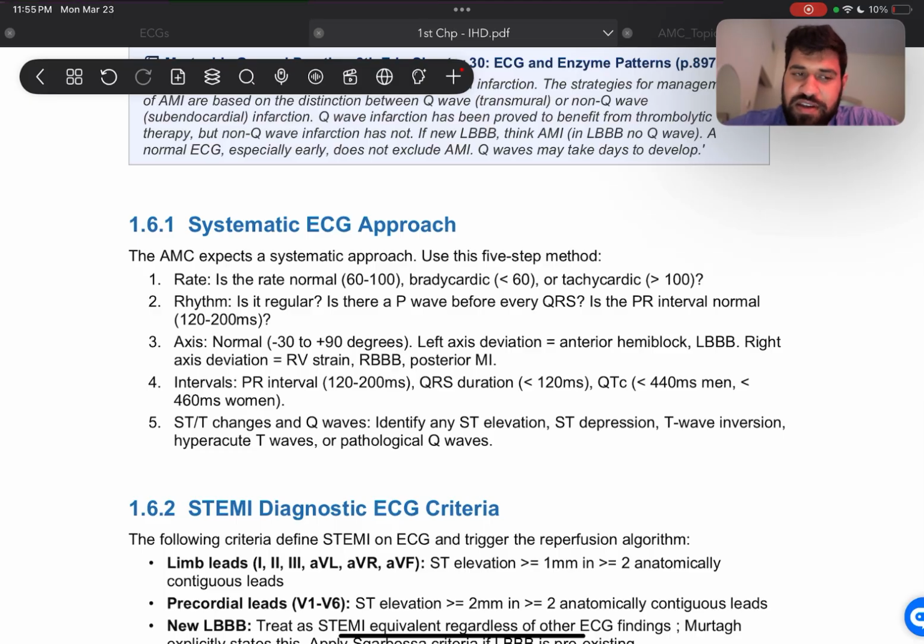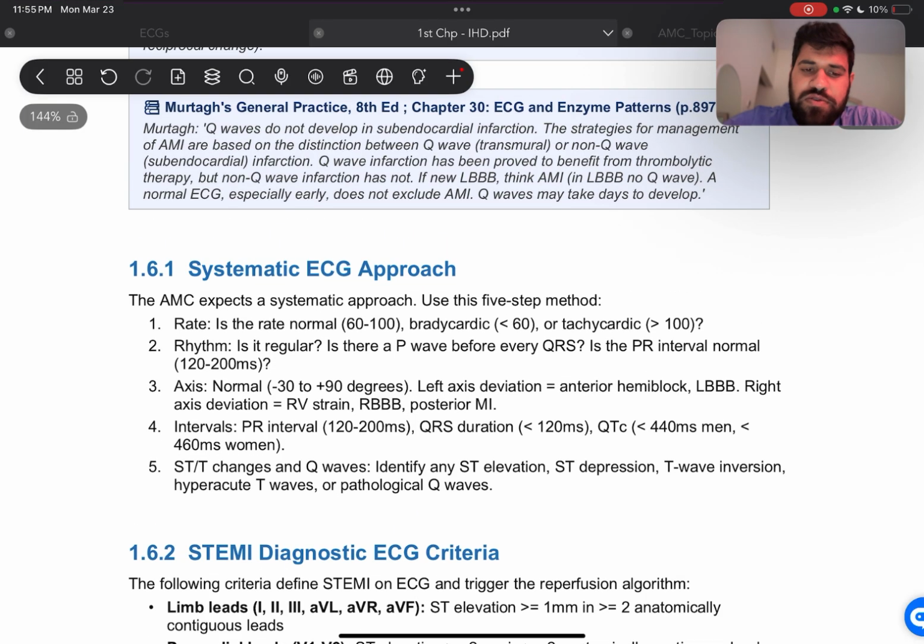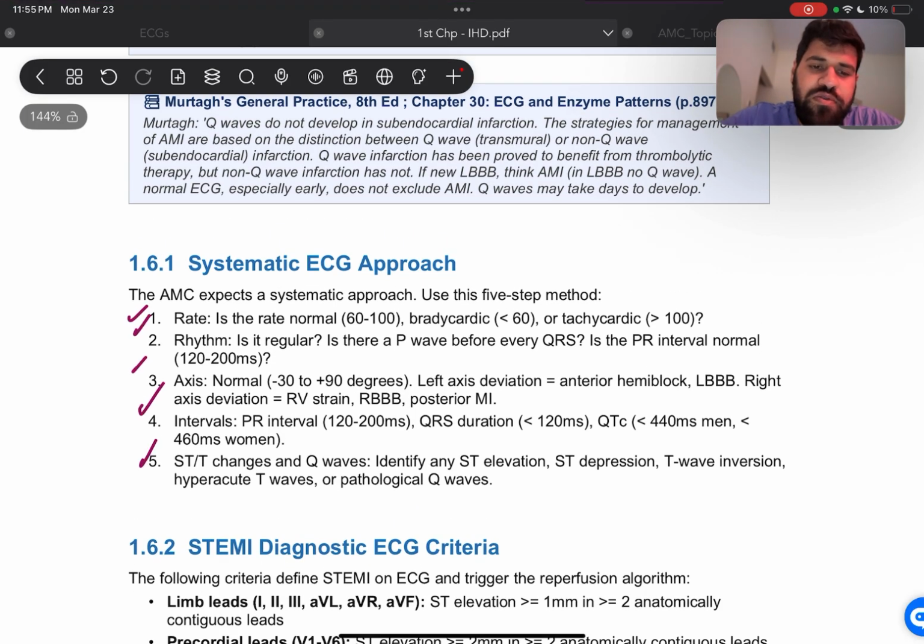I'll not be teaching every single thing, like what is PQRST, how do you measure it, 25 mm/s, 10-second strip, all of the different leads. But I'll be going over whatever is relevant to this topic. So there's a 5-step approach. So rate, rhythm, axis. This is what we learned in university. Then we start measuring the intervals: PR interval, QRS interval, and QTc. You need to remember these values, because these values you're not going to get in the exam.